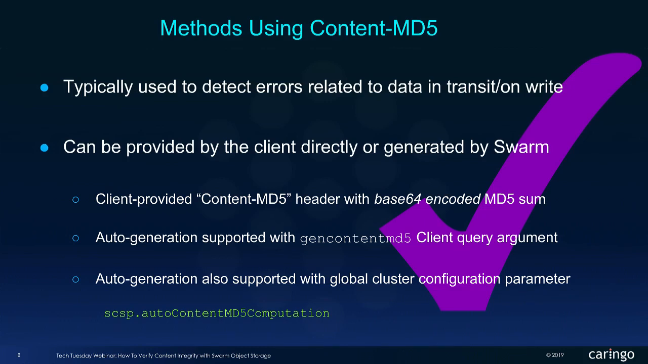You can also tell Swarm to do this every time with a global cluster configuration parameter, which is called SCSP.AutoContentMD5computation. This is something that you would set in the cluster.cfg file, or the cluster configuration file for Swarm, and every write request that comes in is going to generate and create this content MD5 header and its associated value for the content that's being stored within the object.